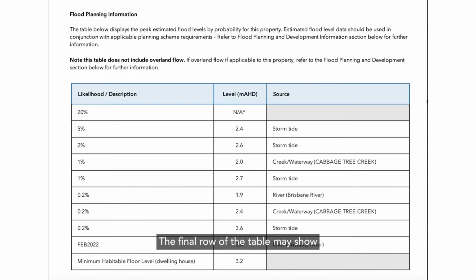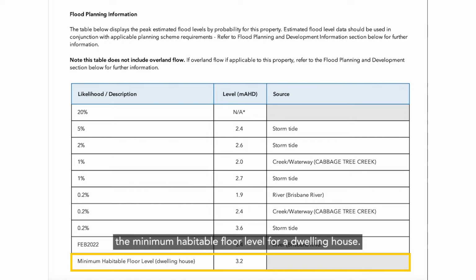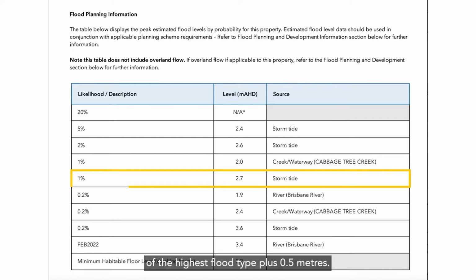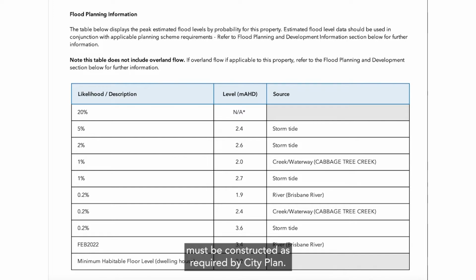The final row of the table may show the minimum habitable floor level for a dwelling house. This equates to the 1% AEP flood level of the highest flood type, plus 0.5 metres. This is the minimum level in metres AHD at which habitable areas of a development must be constructed as required by City Plan.